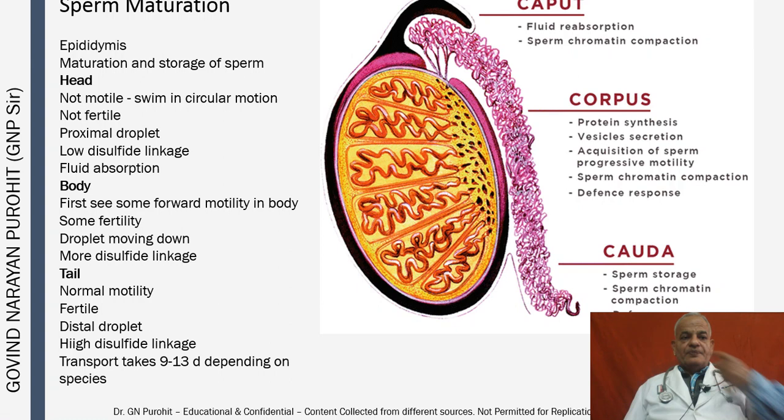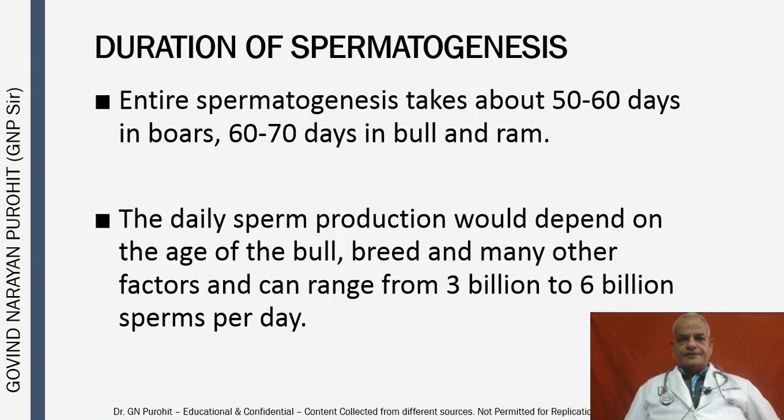The body is first seen, the body shows some forward motility in the body of the epididymis, and then in the tail there is normal fertility, the sperm are fertile, there is a distal droplet, and there is high disulfide linkage. Transport takes about 9 to 13 days depending on the species.